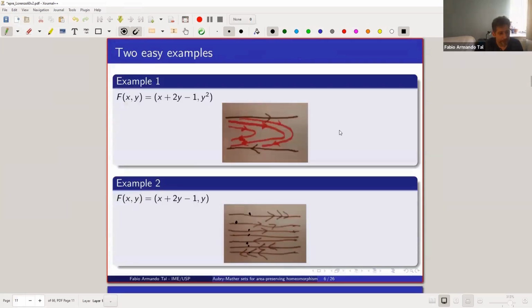No, the derivative is 0. The Jacobian is 0. Okay, it's not a diffeo, but it's a homeo. I'm sorry, did I say diffeo? Okay. So it has to be volume preserving.